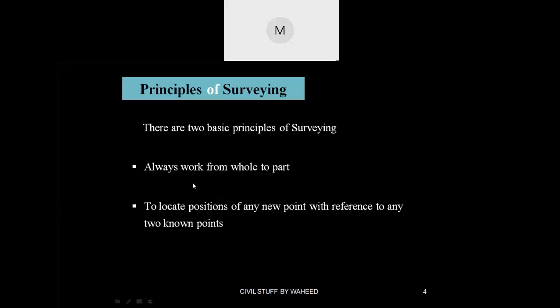Either you are doing it with a chain or compass or theodolite or whatever it may be, this is the main principle of surveying. This is a very important question, as per any competitive exams also, and as per your curriculum concern, also very important. Now we'll discuss in brief what is "always work from whole to part".